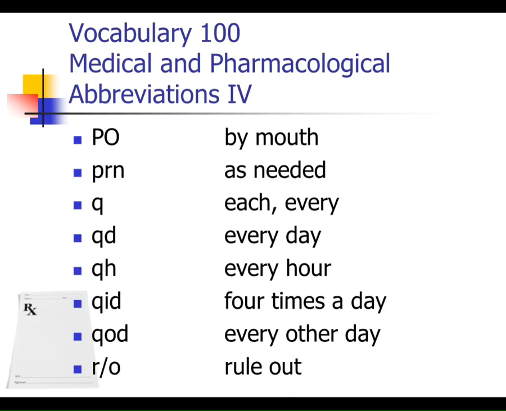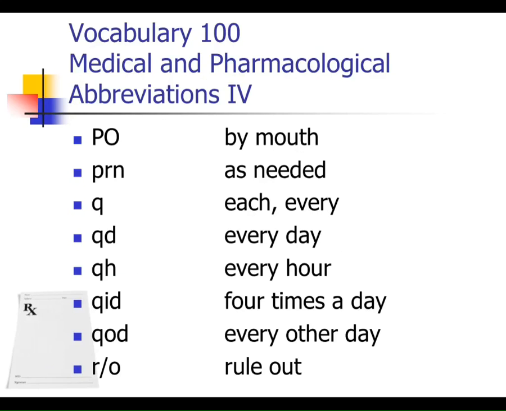PO, by mouth, from the Latin per oral, so by mouth. PRN, so some of you may work PRN, only as needed, so you're called in to a shift as needed. That might be true of a medication. If it's a pain medication, take it PRN. Don't take more than you need, only take it as needed. Q, each or every. QD, every day. QH, every hour. QID, think quad here, 4 times a day. QOD, every other day.